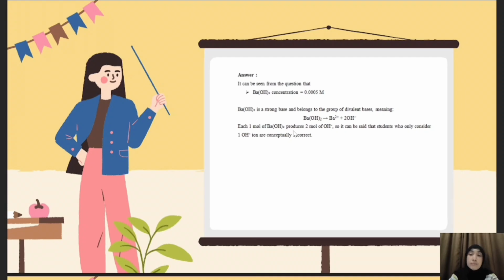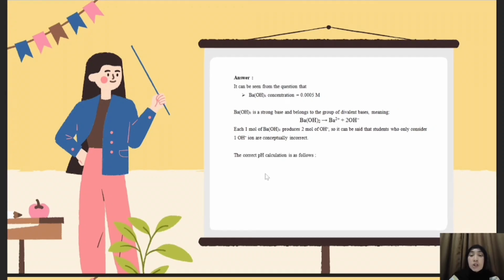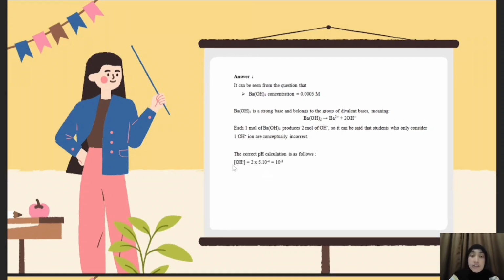Ba(OH)2 becomes Ba2+ plus 2OH-. Each 1 mole of Ba(OH)2 produces 2 moles of OH-. So, it can be said the student who only considers one OH- ion is conceptually incorrect. Next, the correct pH calculation is as follows. Concentration of OH- equals 2 times 5 times 10^-4, which equals 10^-3.